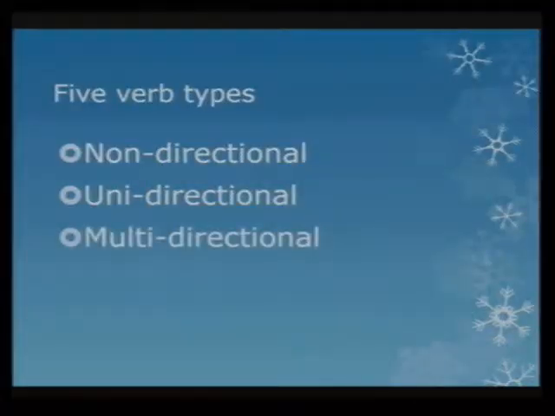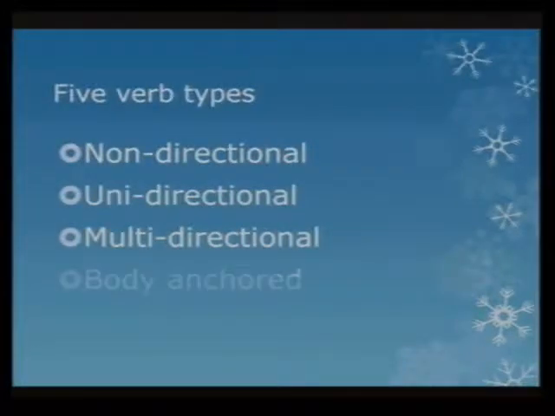Multidirectional can go either way. So I can give something to you, and you can give something to me. It's the same verb, it's just a different direction. Multidirectional. Okay? Body anchored. You are showing where the verb took place on your body. So surgery, this is a sign for surgery, but you can make surgery, surgery, surgery. So it's body anchored. You can show where on your body that action took place. Bite. Kiss. Okay, so where on the body did that action take place?